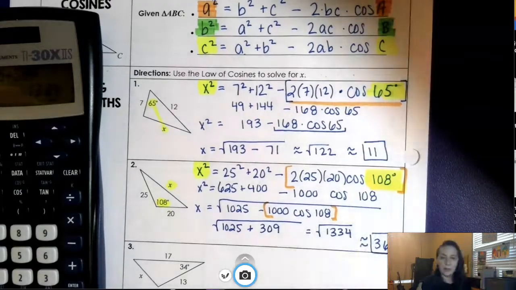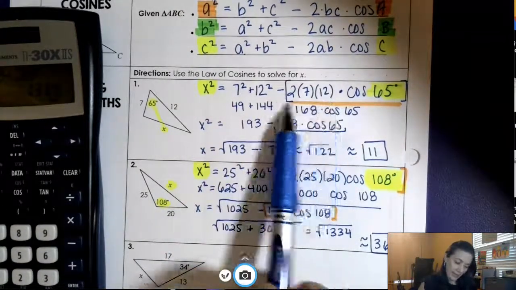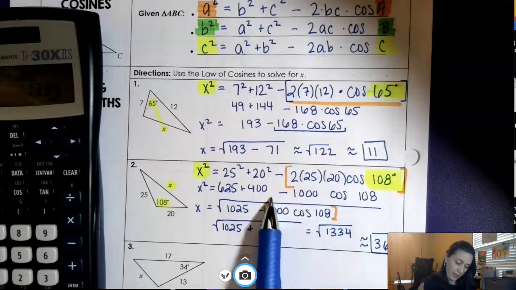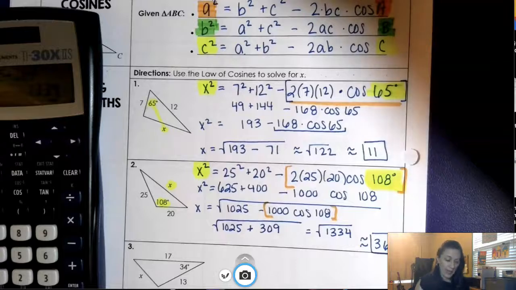So be very careful when you plug in your positives and negatives. This one ended up staying negative. This one ended up with a negative and a negative becoming positive. So you've got to watch your signs and be really careful. A lot of us will lose that.